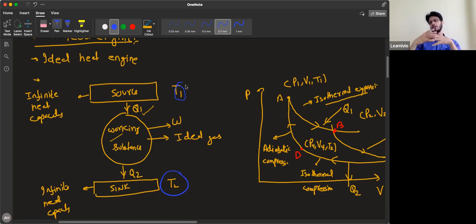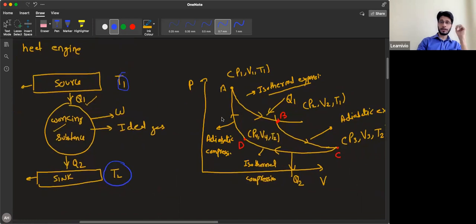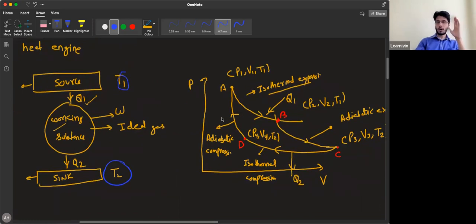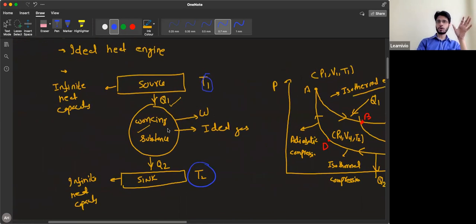T1, source, the temperature of the source is higher and the sink is lower. So for this temperature range, the engine which can give you maximum efficiency is known as the Carnot heat engine. And again, it is an ideal heat engine. Why is it an ideal heat engine? Because the source, working substance, and sink in a Carnot heat engine are ideal.